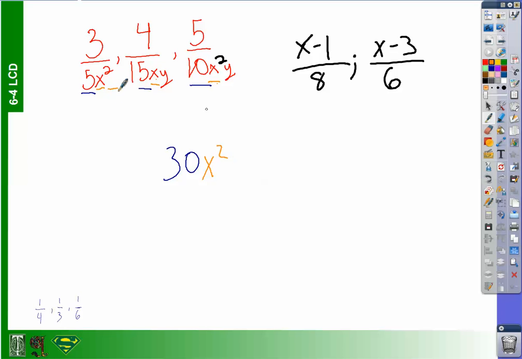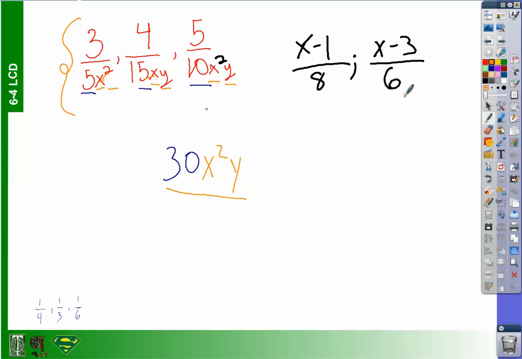Finally, we have no y's, a y, and a y. So what is going to be our least common denominator with a y? Just plain y. And so our least common denominator for this group of fractions is just 30x squared y, because 5x squared goes into it, 15xy goes into it, and 10x squared y also does. Simple.